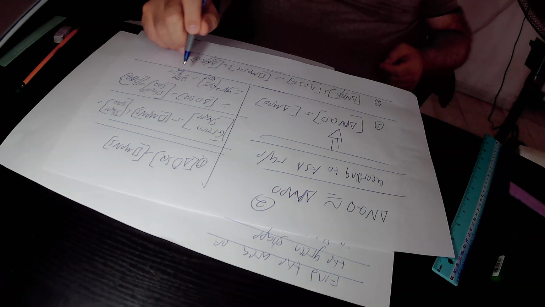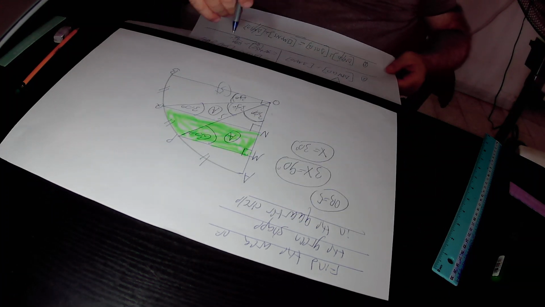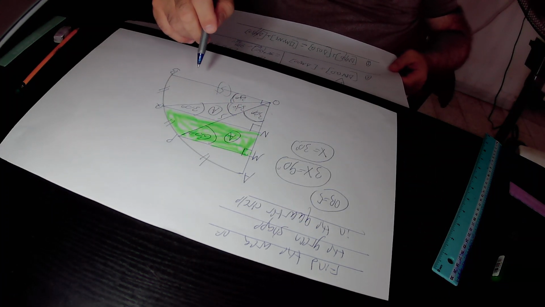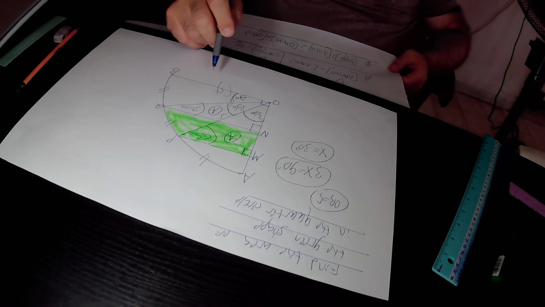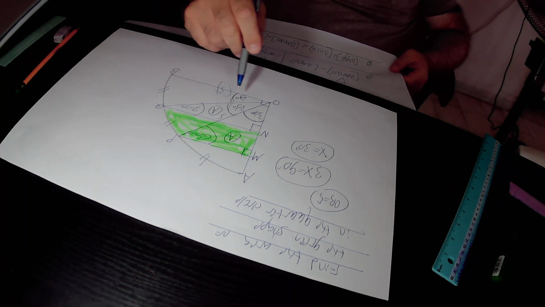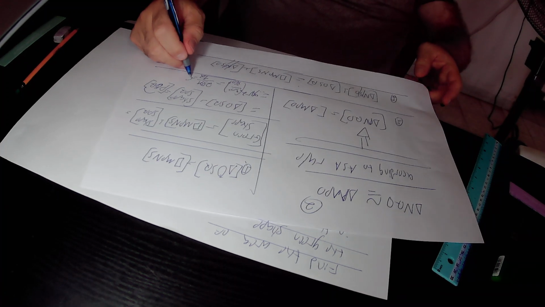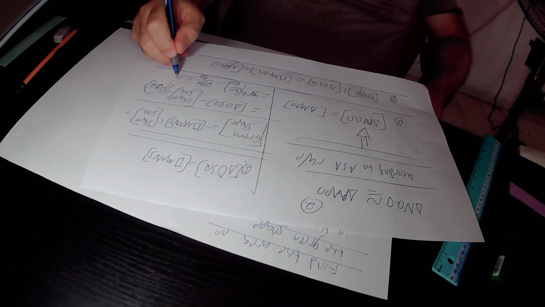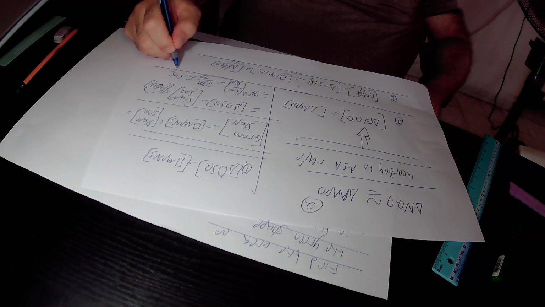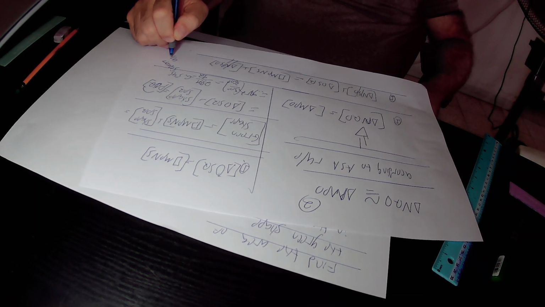So in total we found out that this green shape equals 25 pi over 12 square units. In terms of numbers, this green shape is equal to 6.545 square units.